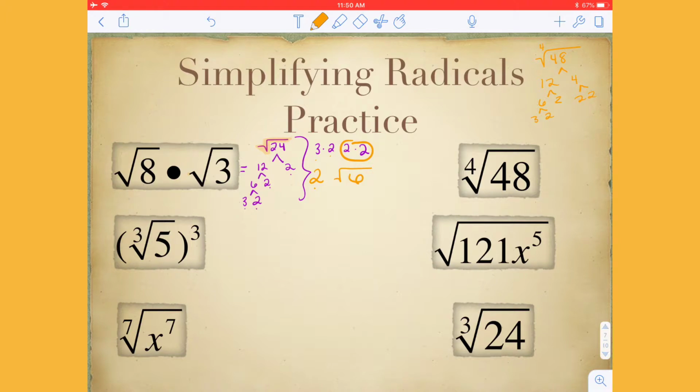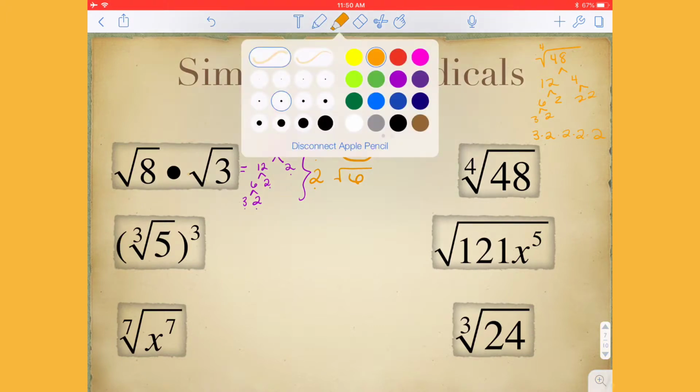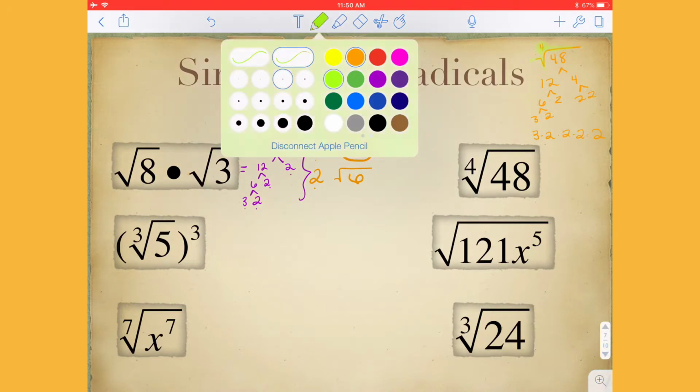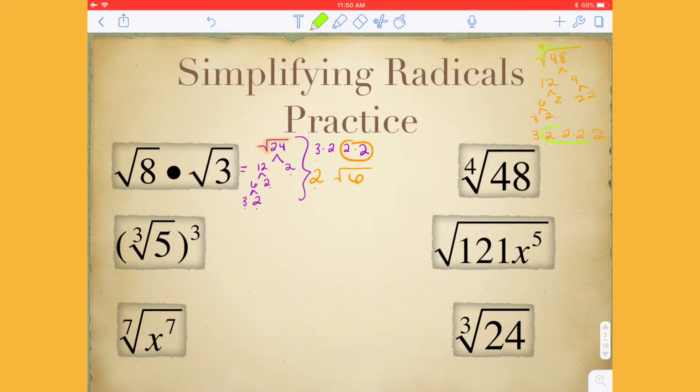And when I list out my numbers, 3 times 2 times 2 times 2 times 2, which are the ends of my stems, in this case, I'm actually looking for groups of 4 because my index value is 4. And so luckily, I do have a group of 4. I have 4 2's right here. And so I can take a 2 to the outside. And I'm going to keep the 3 underneath my radical symbol.